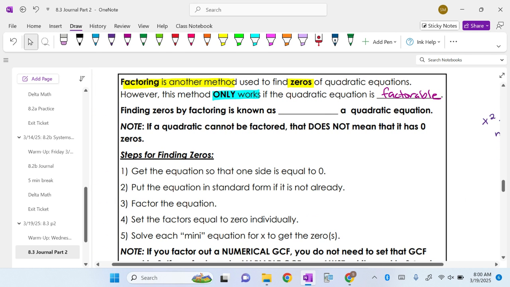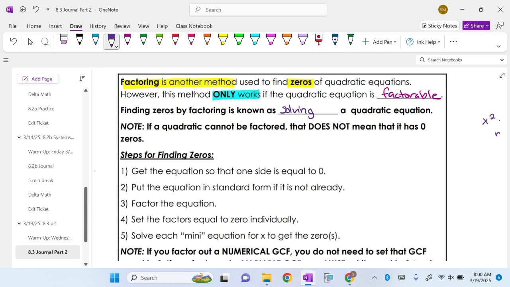Now, finding zeros by factoring is also known as solving a quadratic equation. So this is one of the methods for solving a quadratic equation. And just to note, if a quadratic cannot be factored, that does not mean that it has zero solutions or no solution. It can still have solutions. They're just not pretty. They may be radicals or they may not even be real solutions, which you won't really learn about until next year in Math 2.